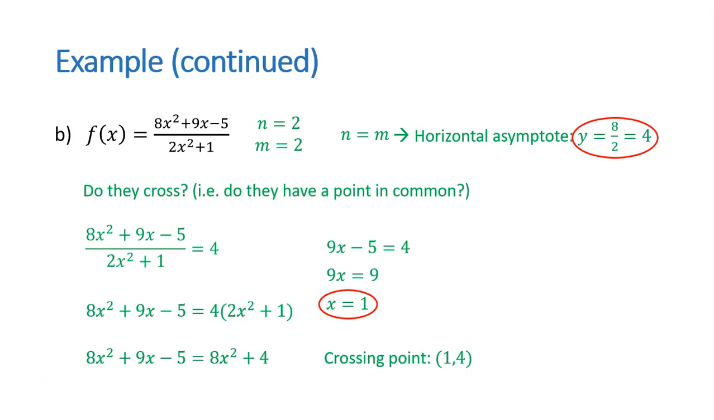Now this is the only point where they cross. So in terms of the rest of the graph, we're not going to cross this horizontal asymptote at any other point. So at any other point, we're either entirely above or we're entirely below this particular line.